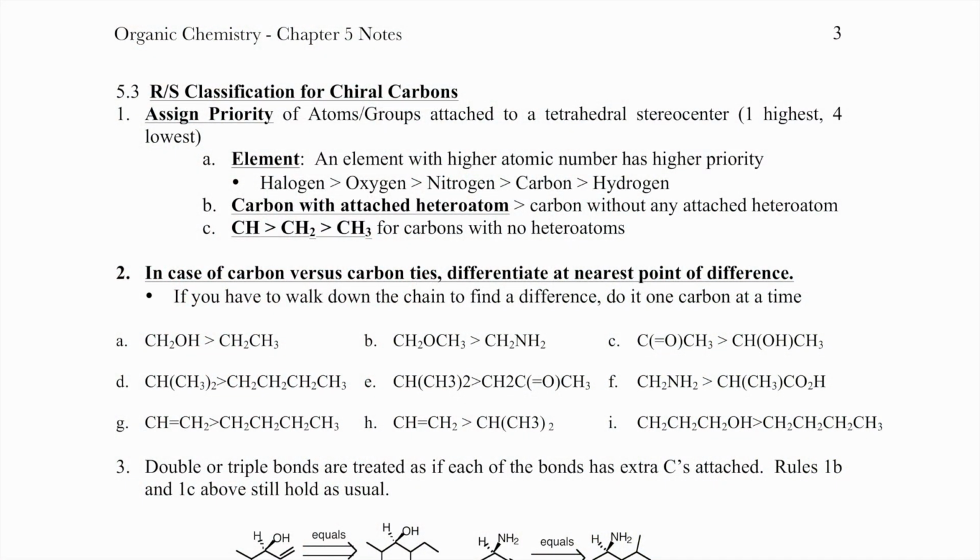Today we're going to talk about R and S classifications for chiral carbons. And what that basically is saying is that we are going to be able to tell someone through the naming of our compound whether or not certain components are on the hash or the wedge. So we're talking more details and being more specific about our stereochemistry.